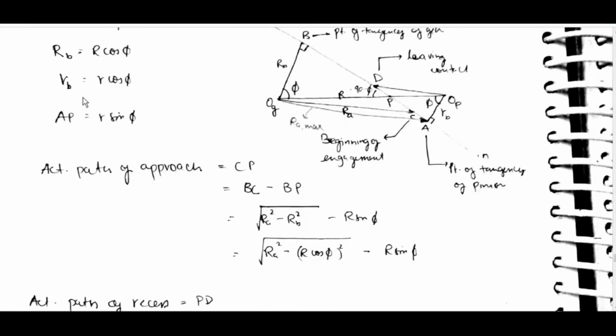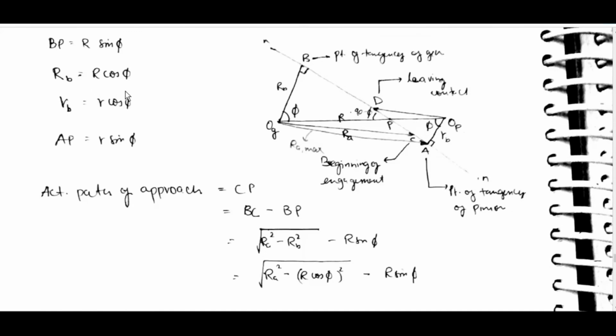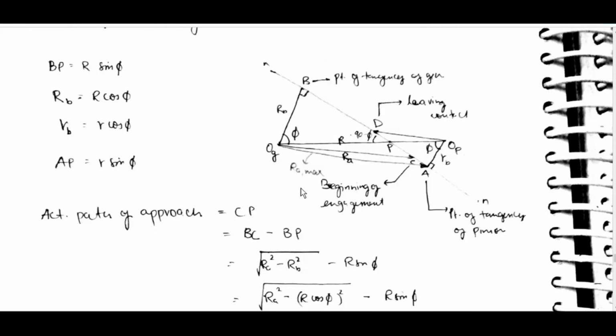BP is equal to capital R sin phi, RB is equal to capital R cos phi, small rb is equal to small r cos phi, AP is equal to small r sin phi. Actual path of approach is equal to CP.